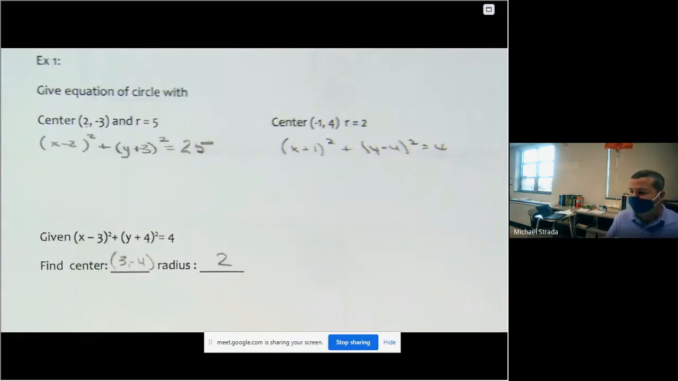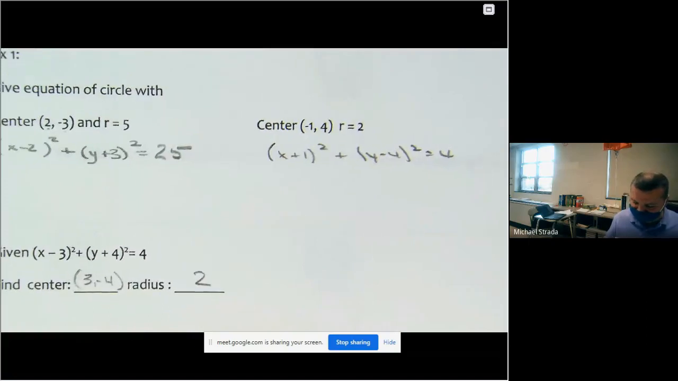Good. First one's (x + 1)^2 + (y - 4)^2 = 4. Second one, the center is (3, -4). The radius is 2.